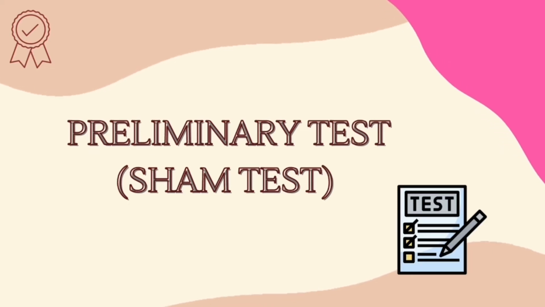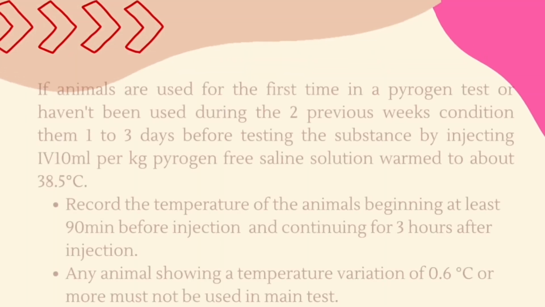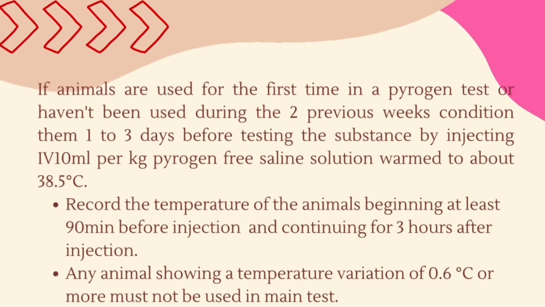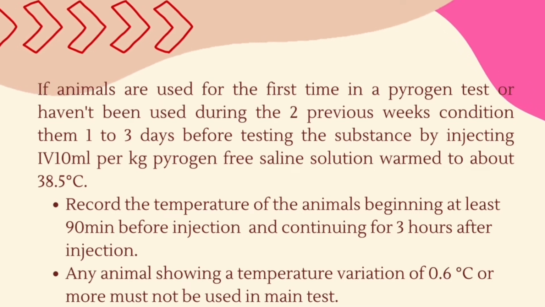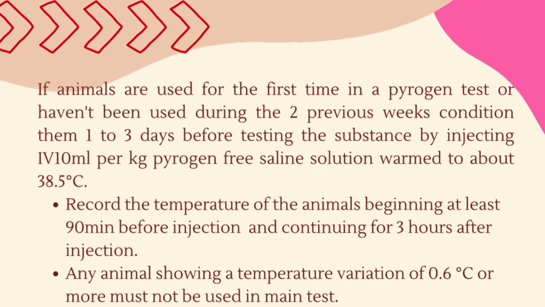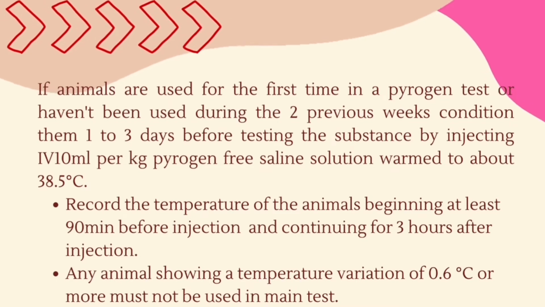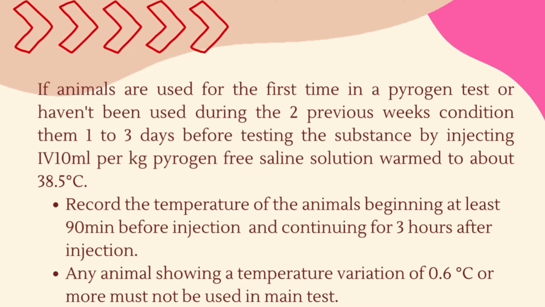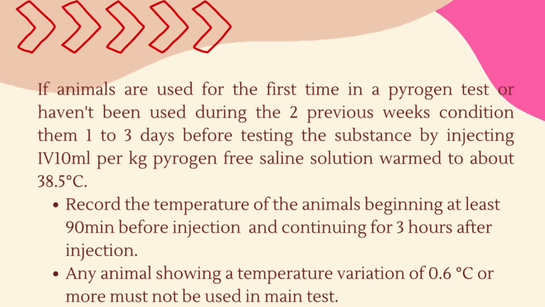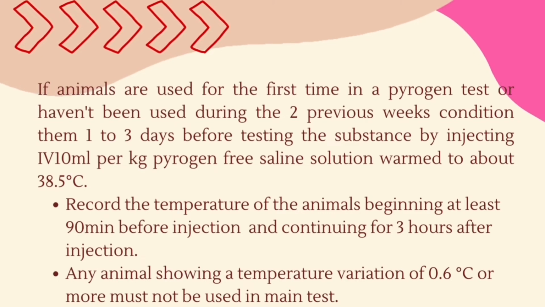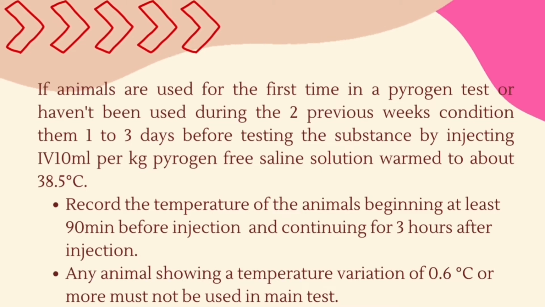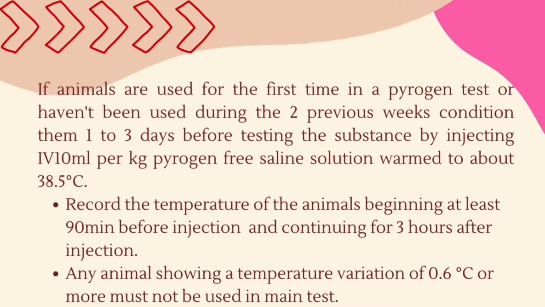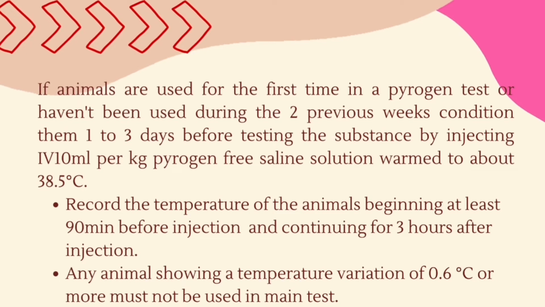Preliminary test. Sham test. If animals are used for the first time in a pyrogen test or haven't been used during the 2 previous weeks, condition them 1 to 3 days before testing the substance by injecting IV 10 ml per kilogram of pyrogen-free saline solution, warmed to about 38.5 degrees Celsius. Record the temperature of the animals beginning at least 90 minutes before injection and continuing for 3 hours after injection.